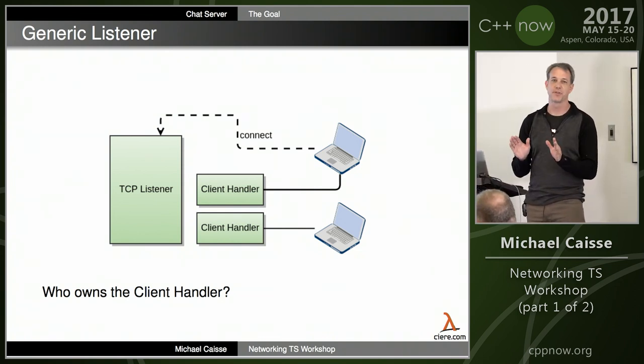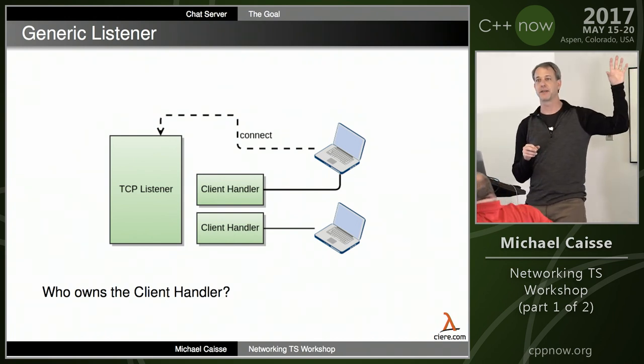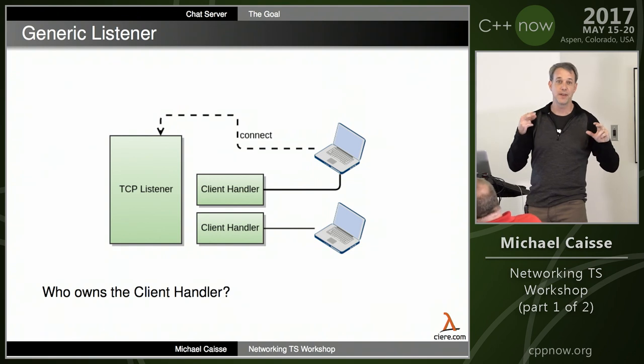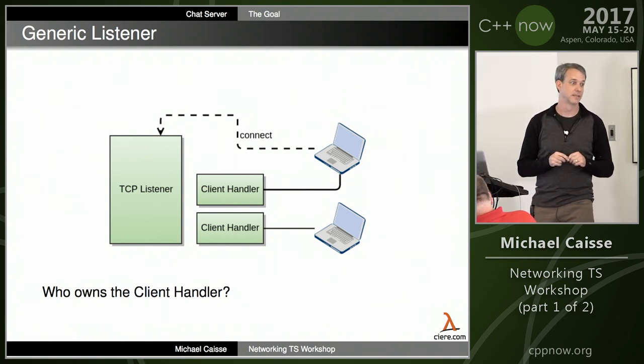So a lot of people solve this by saying, oh, I've got this little thing and I'm going to stick it on a queue, or in a list, and every once in a while I'm going to go through the list and reap the objects that aren't running anymore. I'm going to check, are you still around? Are you still around? Don't do that.